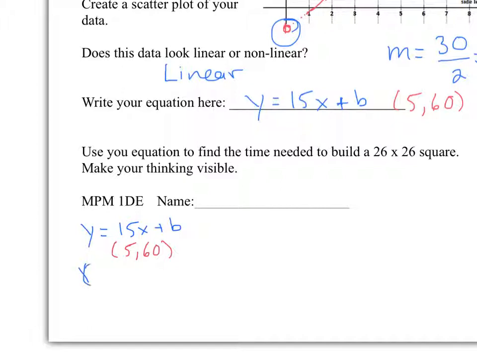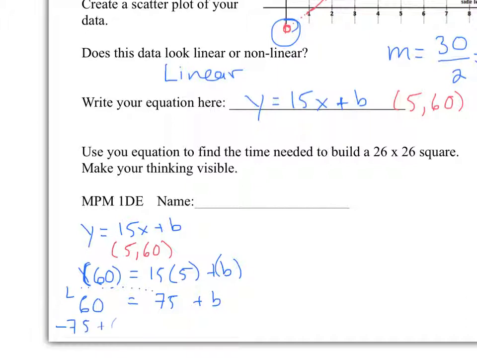So I have 60 equals 15 times 5 plus b. Keep that in brackets. So I have 60 equal to 15 times 5. Well, that's going to be a bigger number, 75, plus b. So I'm going to bring my 75 over, and I'm going to have to change the sign. So it's going to become negative 75 plus 60 equals b.